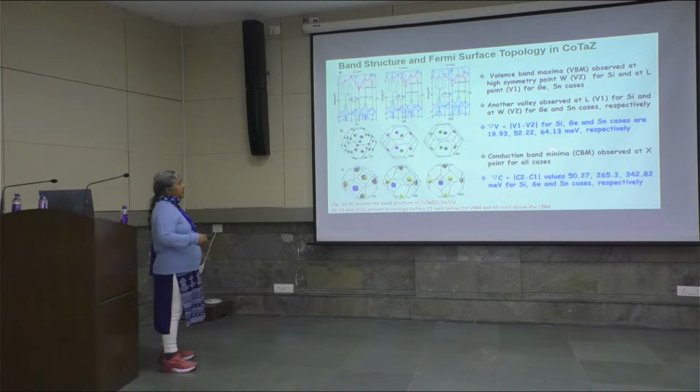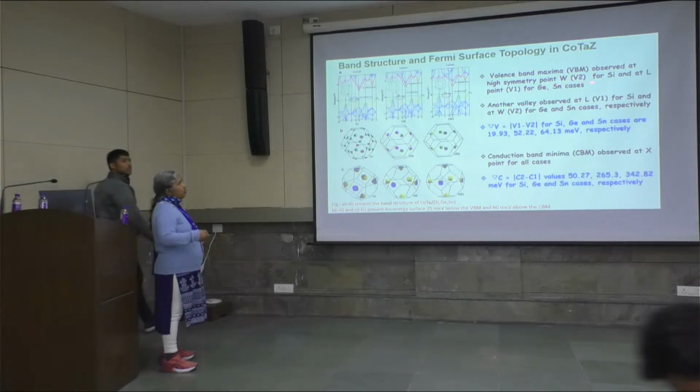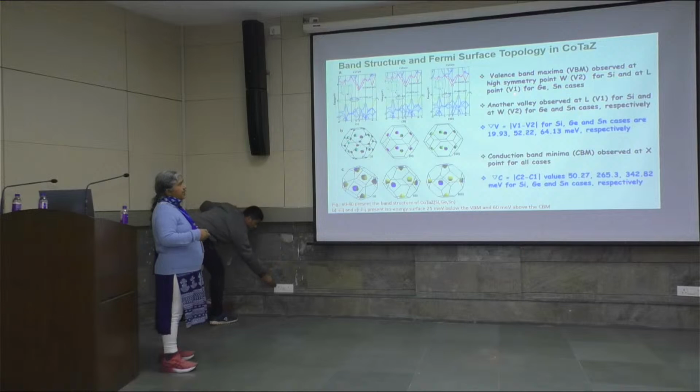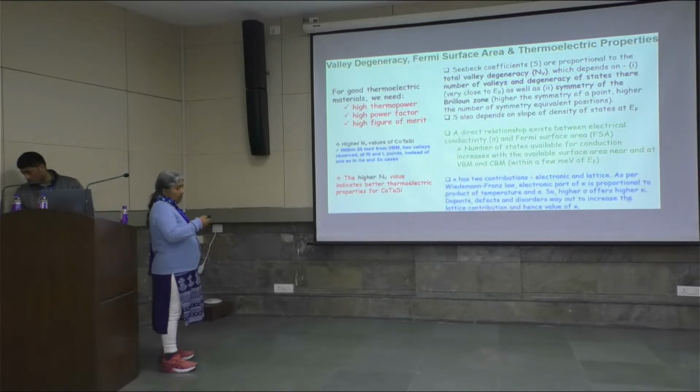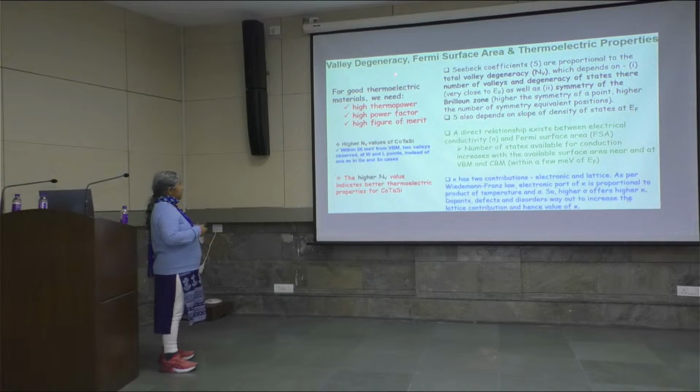This conduction band minimum has been observed at a certain point, and the valence band maximum has been observed at certain points. For example, point W for Si and the L point for Ge and Sn. So we see these are the Fermi surface contours. Now I want to point to the fact that valley degeneracy and Fermi surface area are very important in governing the thermoelectric properties.